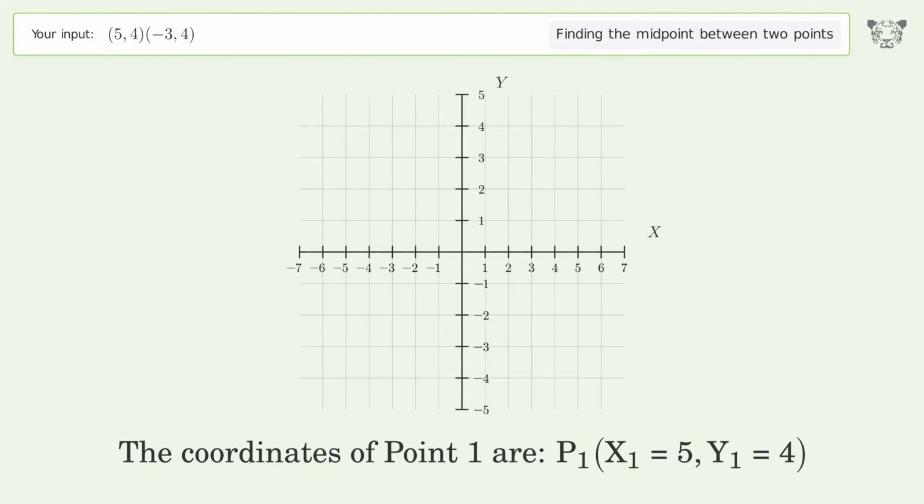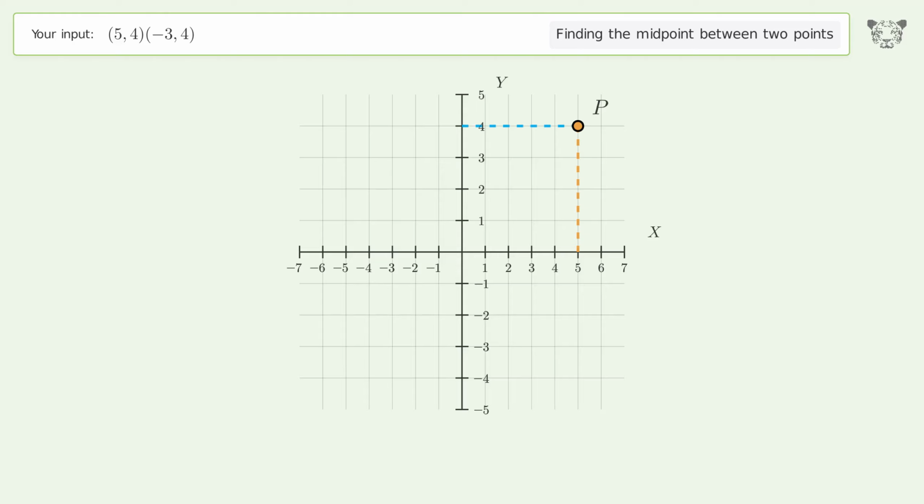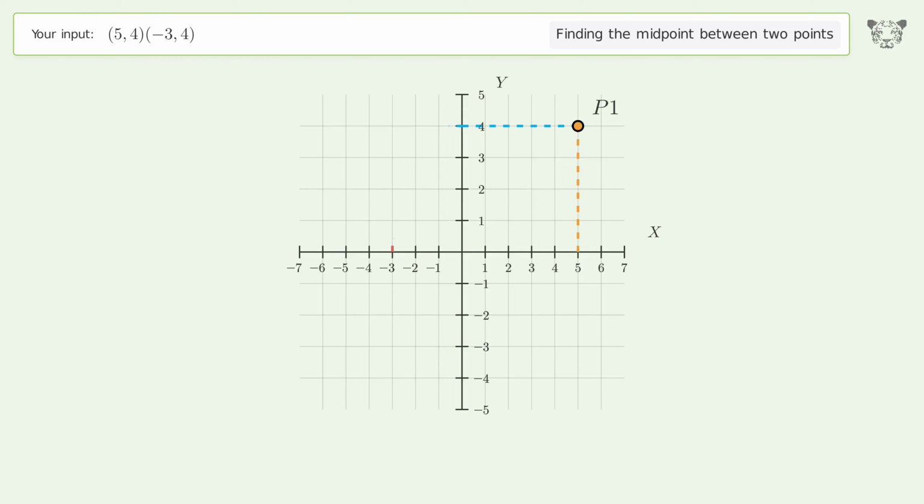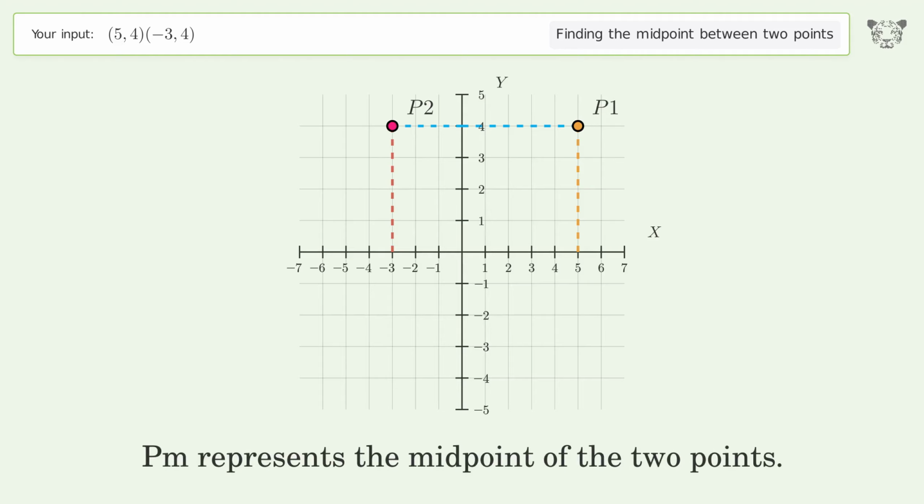The coordinates of point 1 are, x1 equals 5, y1 equals 4. The coordinates of point 2 are, x2 equals -3, y2 equals 4. PM represents the midpoint of the 2 points.